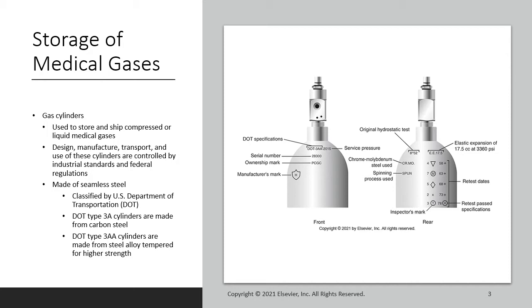Gas cylinders are the containers that are used to store and ship compressed or liquid medical gases. They're high pressure. The design, manufacture, transport, and use of these cylinders are very carefully controlled by both industrial standards and federal regulations. Gas cylinders are made of seamless steel and are classified by the U.S. Department of Transportation, or DOT.